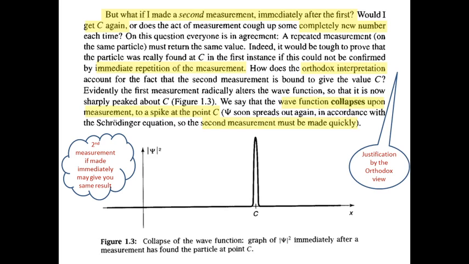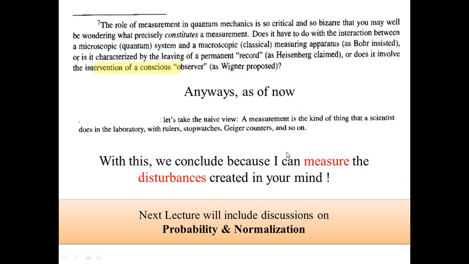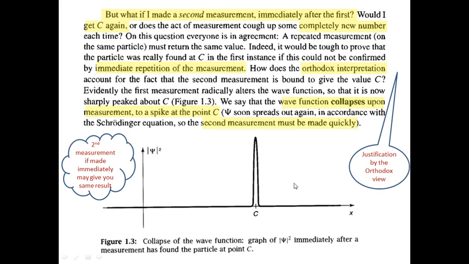I hope you understand that before the measurement, when we did not know the particle's position, the wave function was spread out. But as soon as we knew the exact position of the particle, the wave function changed to a single spike. This is called the collapse of the wave function, which you can very well see. You can no longer see a wave moving. You can just imagine a point here, that yes, the particle is exactly here. So the orthodox interpretation says that by doing the first measurement, the wave function has collapsed to a point C.